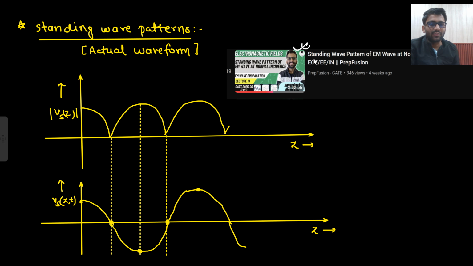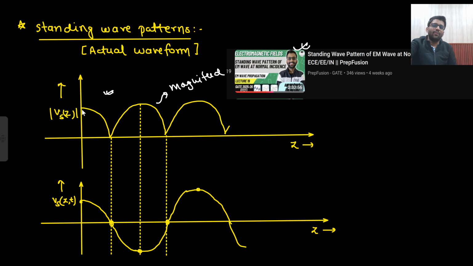What is the actual meaning of a standing wave? This is how we represent a standing wave. But I told you, we always represent a standing wave with respect to Z, and this only shows the magnitude. What is this? This is the magnitude.